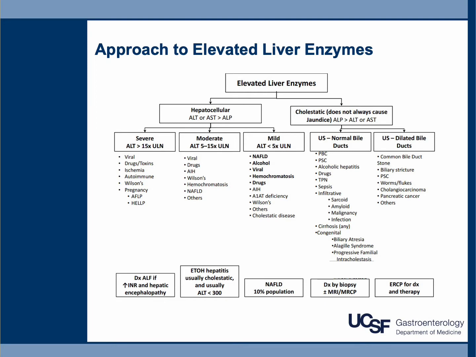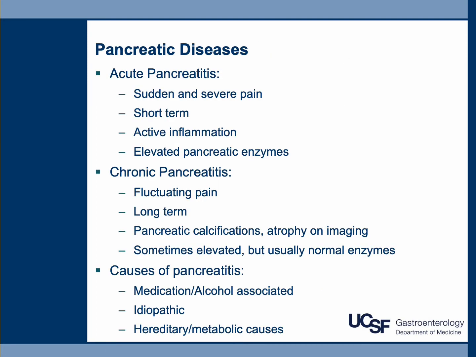If the pattern presented is cholestatic, we then look at imaging to help guide us as to cause of the enzyme elevation. We look at either abdominal ultrasound or CT abdomen pelvis, to see if there's a dilation in the bile ducts versus not. Once again, you can see listed below the different causes for enzyme elevation in both normal versus dilated bile ducts. When a patient presents with concerns for pancreatitis, we break it down into acute versus chronic pancreatitis.